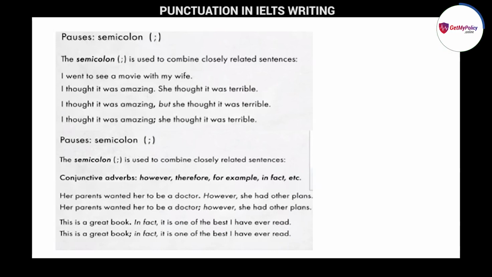Now you can see that this thing we had already studied, the use of however. The first use was, her parents wanted her to be a doctor, however. And the second example that we studied in our previous slides was, her parents wanted her to be a doctor, she however had other plans. And the third was, her parents wanted her to be a doctor, she had other plans, however. Remember the previous slide where we did this.